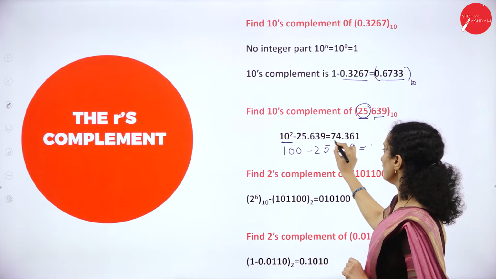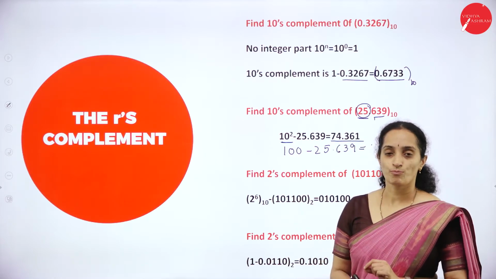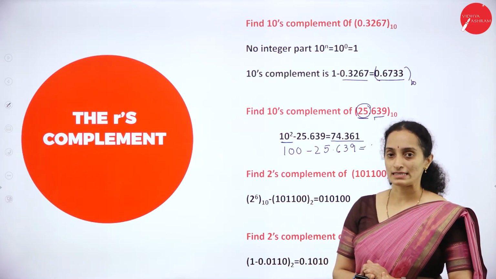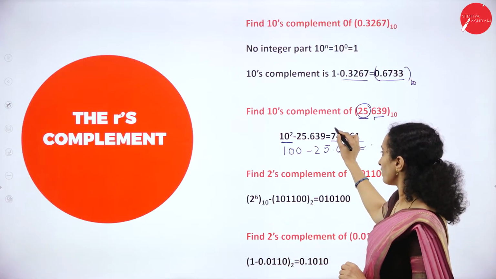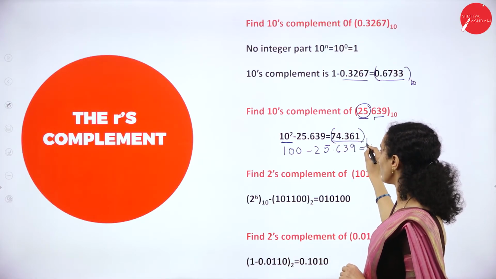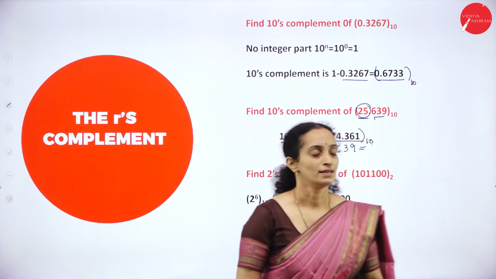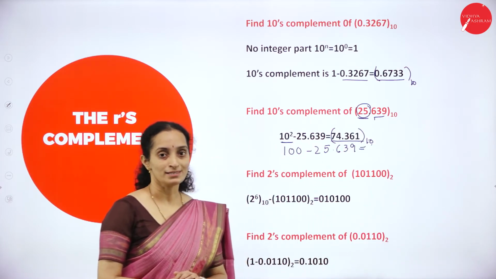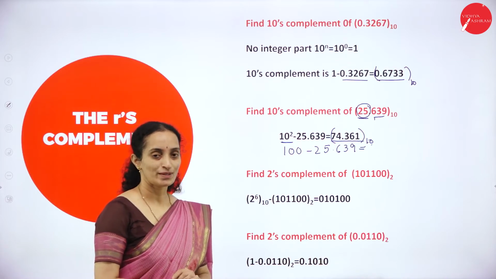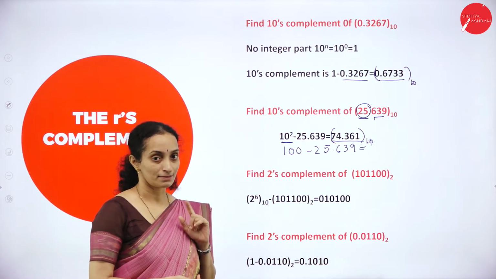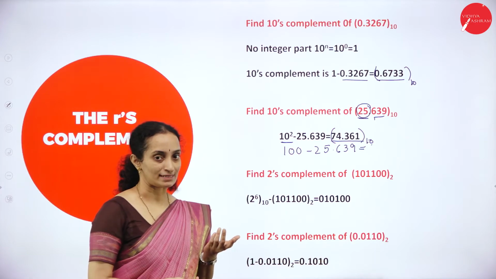The result will be 74.361, or 74.361 to the base 10. Okay. Next example is 2's complement. Ours is R for the base 10 we have discussed.